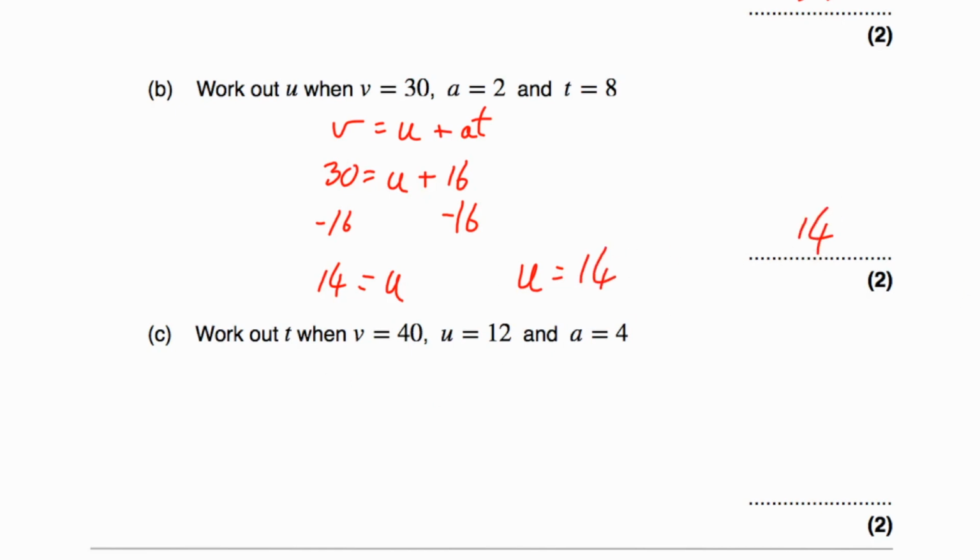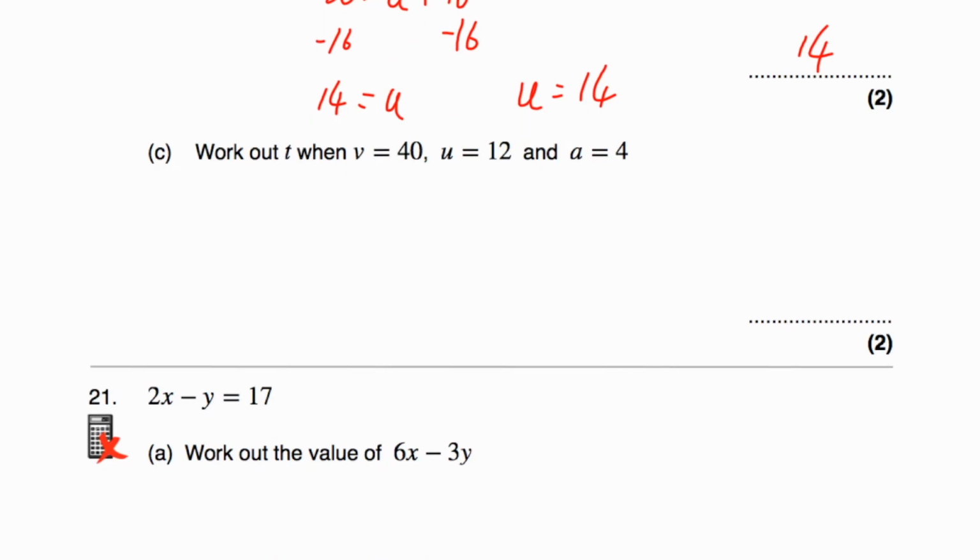Okay, and part C. Part C, we've been asked to work out the value of t whenever v is equal to 40, u is equal to 12, and a is equal to 4. So v equals u plus at. Our v is equal to 40, so we've got 40. Our u is equal to 12, so 12 plus, and then we've got a times t. Well, a is equal to 4, so it's going to be 4 times t, but we don't know t. Now this is an equation, 40 equals 12 plus 4t, so we're now going to solve this equation.